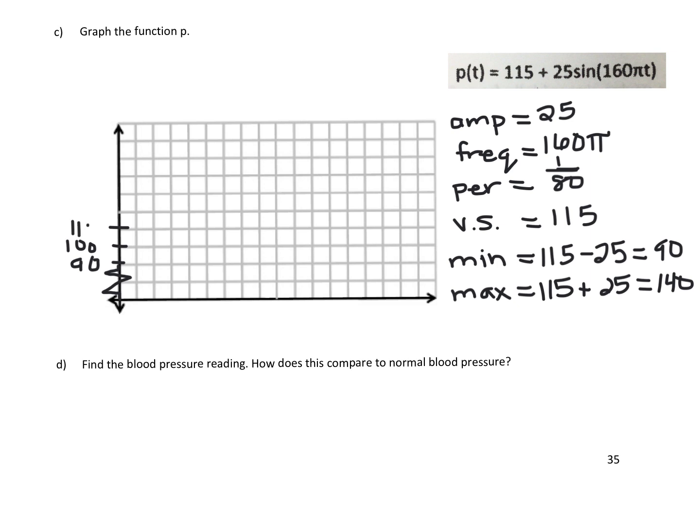This would be 110, 120, 130, and 140. Okay, and we also have to label our y-axis here. So if you read above, it looks like P of T represents blood pressure. So let me put that.